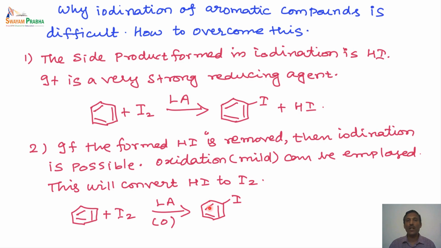So although we say direct iodination of aromatic system is not easily possible, by the use of a mild oxidizing agent, it is possible to make iodobenzene also.